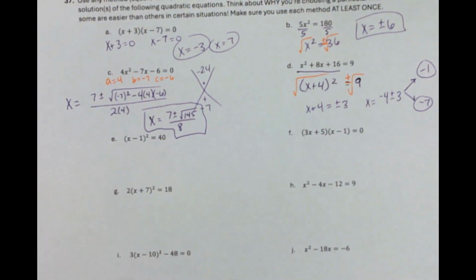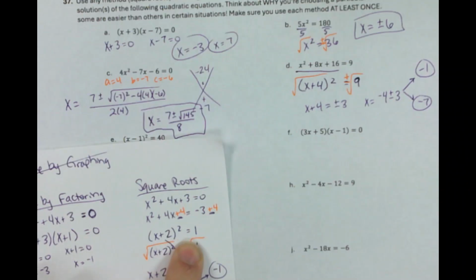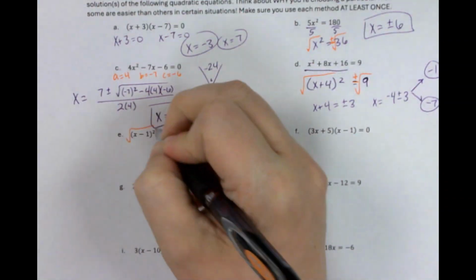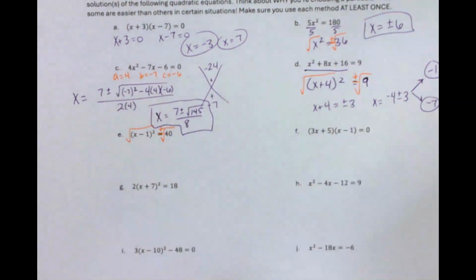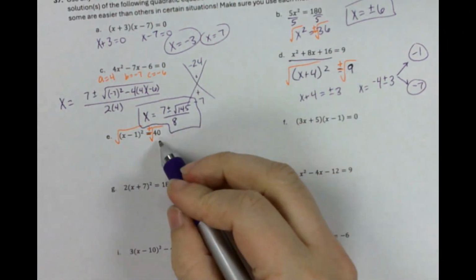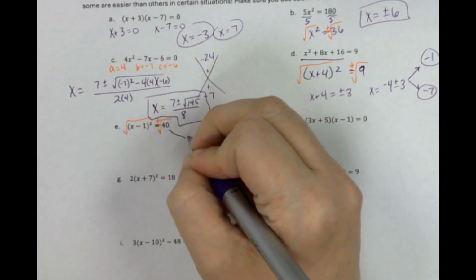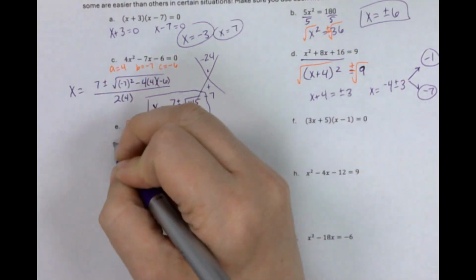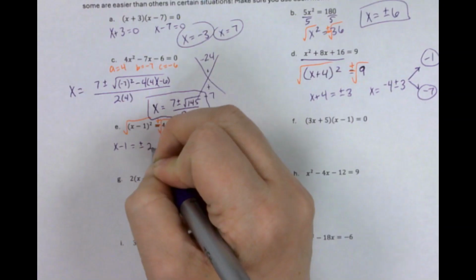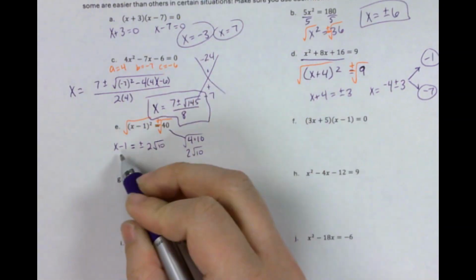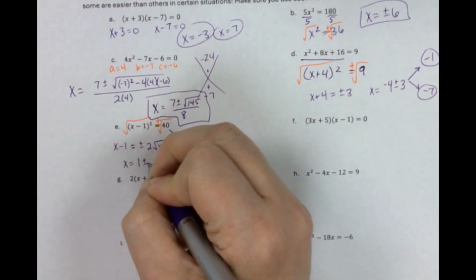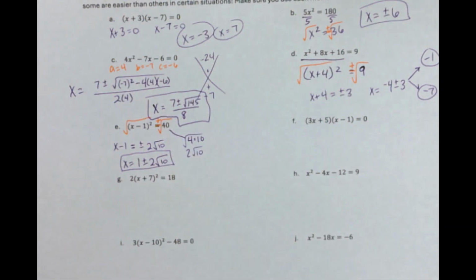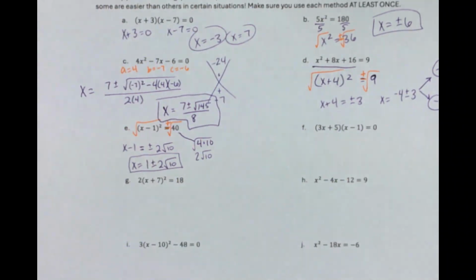Letter E. This is already something squared, so we're going to do square roots here, even though 40 is not a perfect square. We do need plus and minus. And we can simplify the square root of 40. 40 is 4 times 10, so the square root of that is 2 root 10. So we have x minus 1 equals positive or negative 2 root 10. We're going to add the 1, x equals 1 plus or minus 2 root 10. We don't want the decimal approximation for any of these. Only time we want that is in a word problem where they're telling us to round.